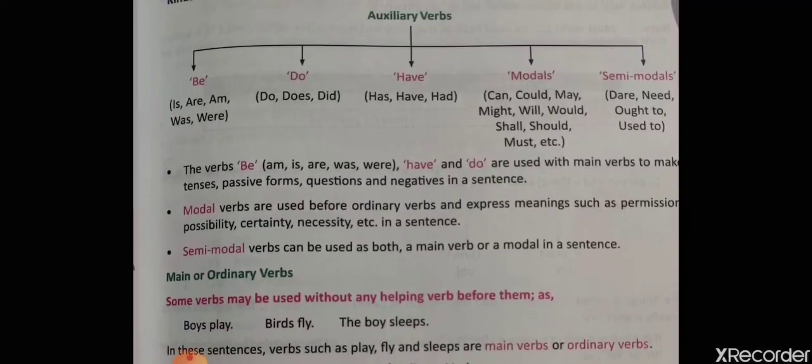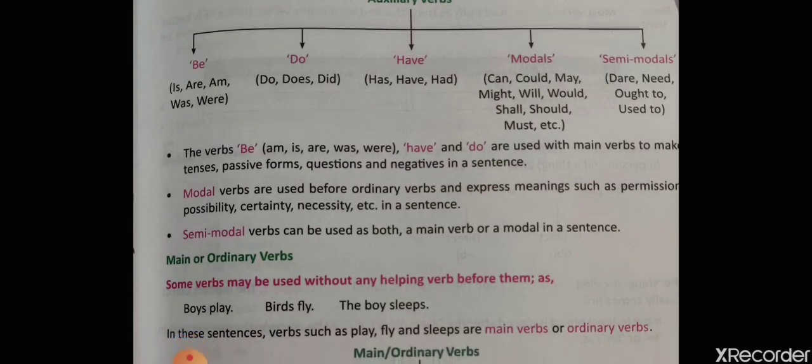First is be. Whenever in a sentence we have to use be, we can use is, are, am, was, were. Do is do, does, did. Have, has, have, had. Modals: can, could, may, might, will, would, shall, should, must, etc. And semi modals: dare, need, ought to, and used to.